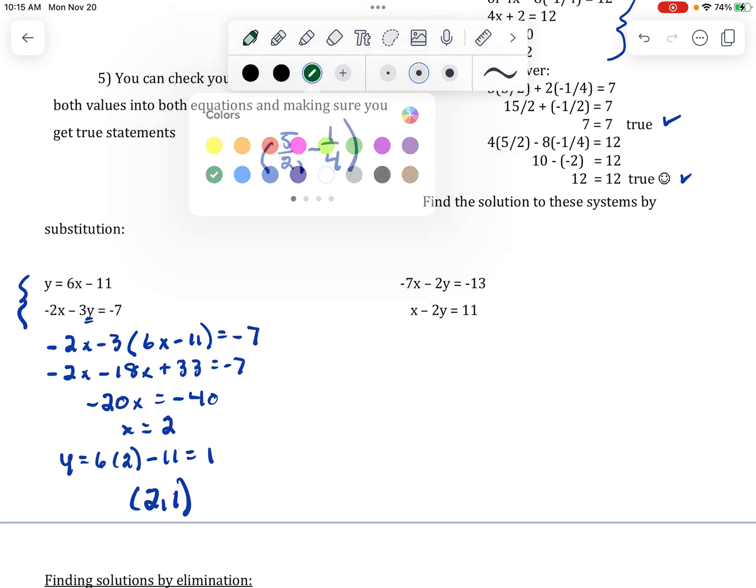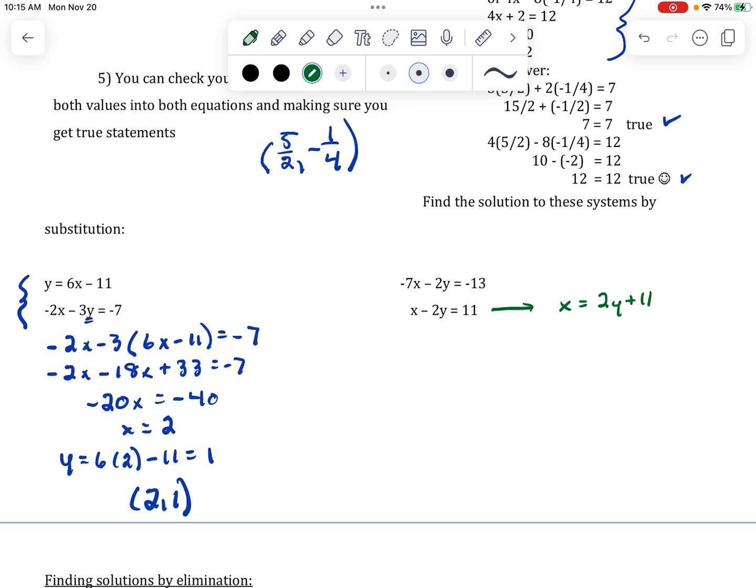In the second set of equations, I don't have an equation that's solved for x or y yet. And you can solve for either one, so I look for the easiest. The easiest would be the second one, because I can quickly solve for x by adding 2y to both sides, and now I want to plug that into my first equation. -7 instead of x, it's 2y plus 11. Minus 2y equals -13. Now I distribute.